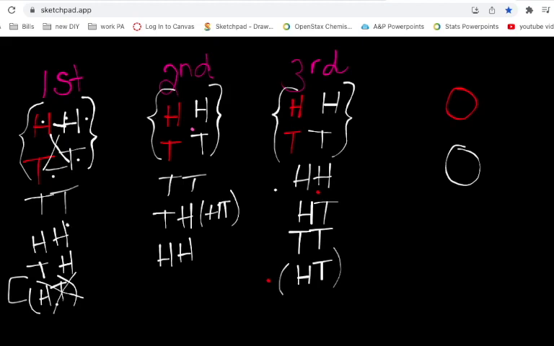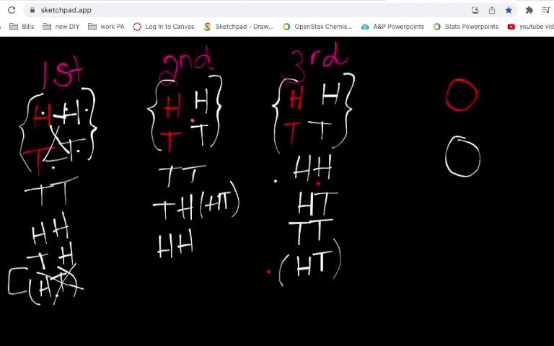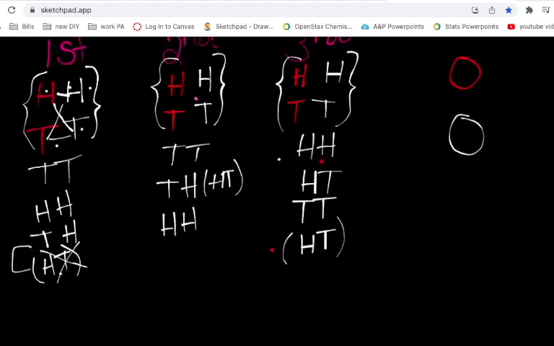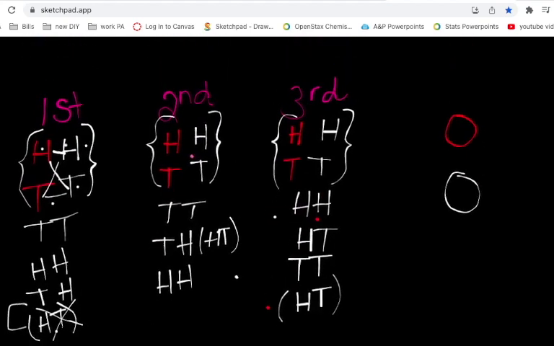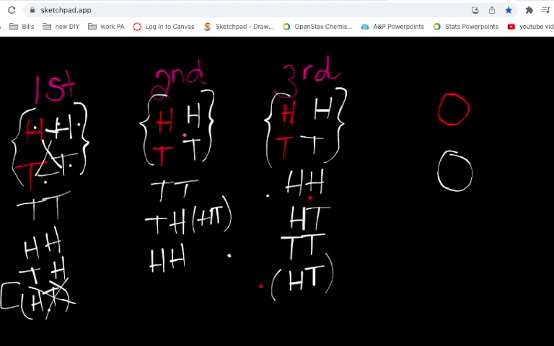Okay, so we are going to ask, what is the probability of getting the same on both coins? Probability of having the same on both. So let's count those options.